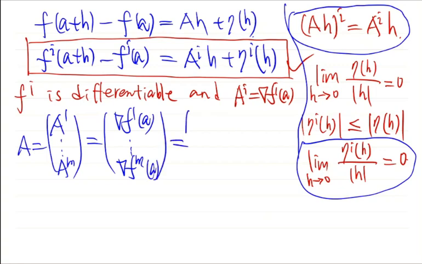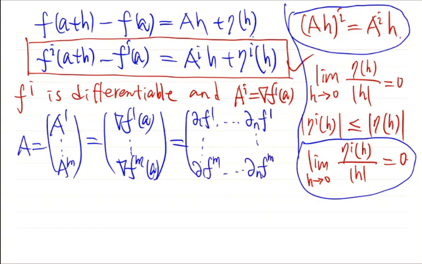So this is the matrix with rows d_1 f_1, ..., d_n f_1, down to d_1 f_m, ..., d_n f_m. So we determined the matrix in our definition. This also tells us that the matrix A is unique. So this justifies defining A as the derivative of f at the point a. And also A is nothing but the Jacobian matrix.